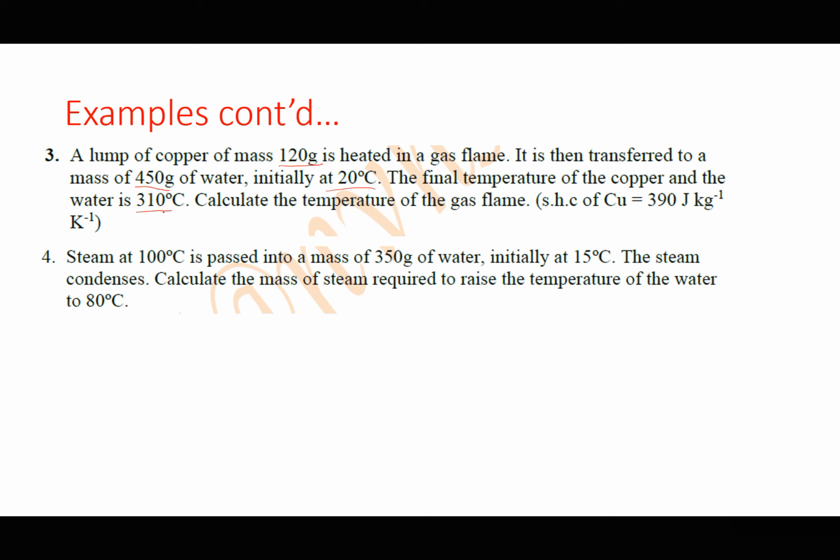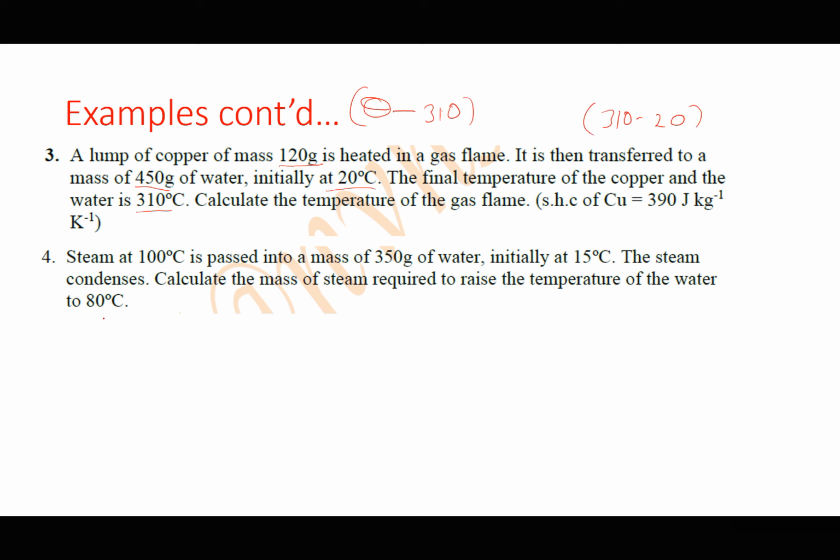So we have copper at a certain temperature which is not known. I'll call it theta. Of course, it is the one at the high temperature. So the temperature change for copper will be theta minus 310 degrees Celsius. That is the change in temperature for copper. The change in temperature for water, its temperature rises from 20 to 310. So the change in temperature for water is 310 minus 20.